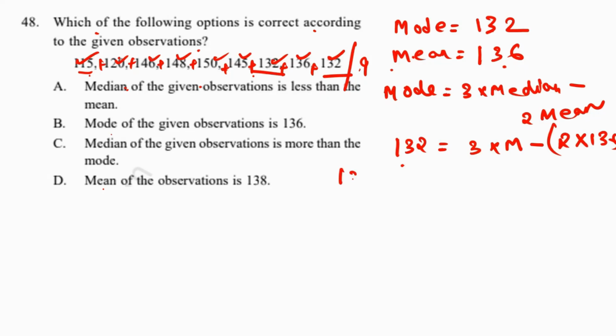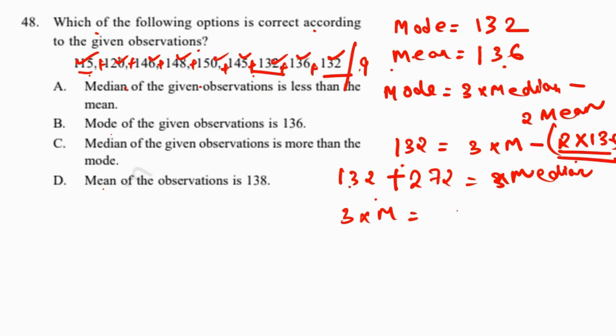So mode we know is 132, median we don't know, that we need to find, and mean we know is 136. So if we solve this, 132 plus 2 times 136, which is 272, is equal to 3 times median. So basically 3 times median is 132 plus 272, which is 404. So median is 404 divided by 3, that is nothing but 134.6.